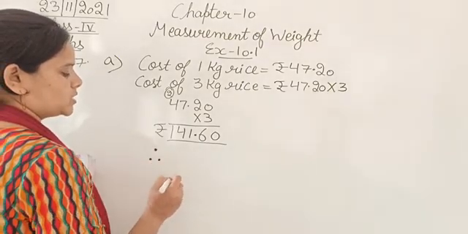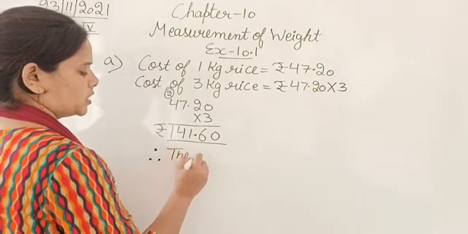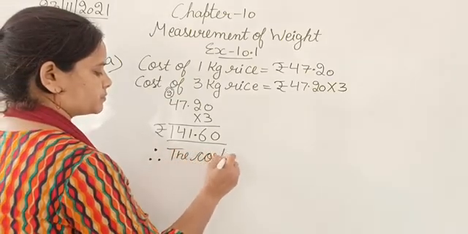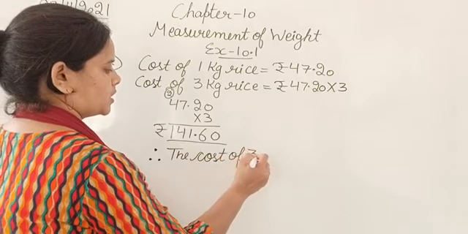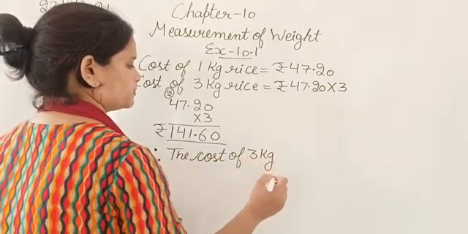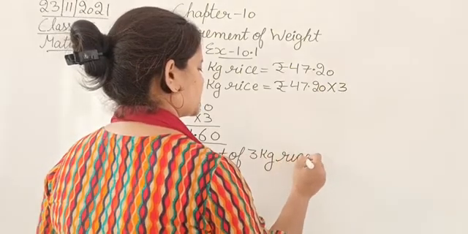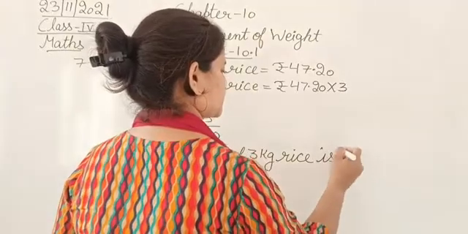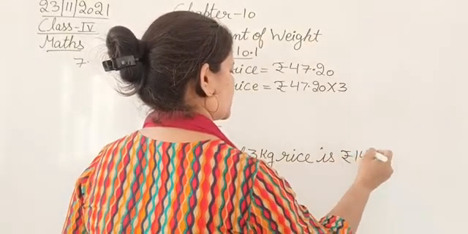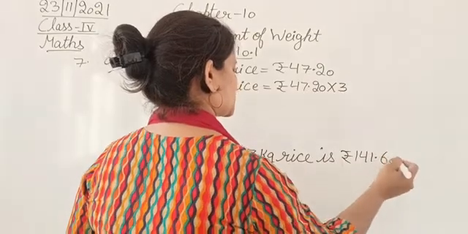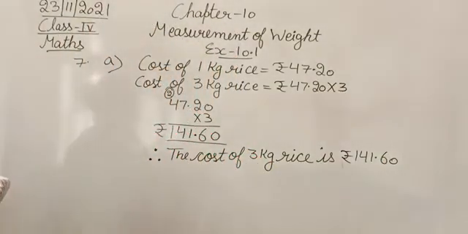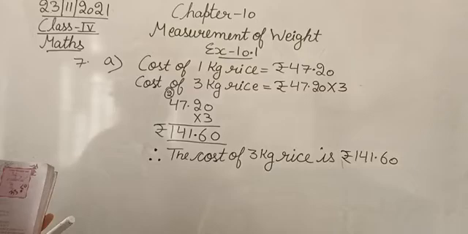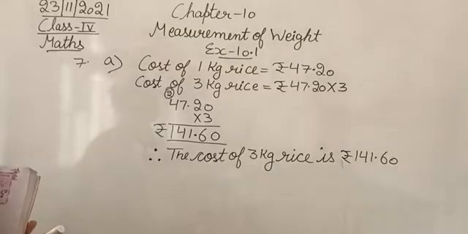Write down the solution sentence. Therefore, the cost of 3 kg rice is 141 rupees and 60 paisa. So this is the solution of the A part of question number 7. You can pause it here and note it down in your notebooks.